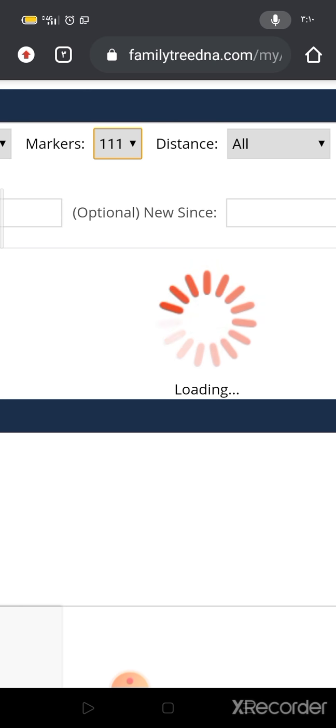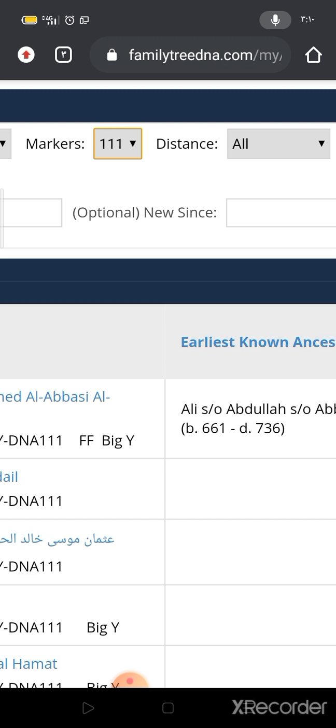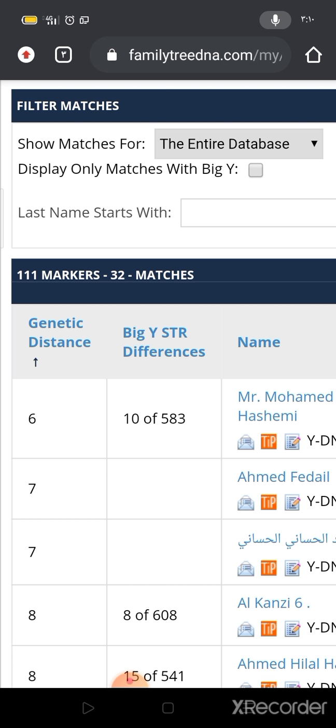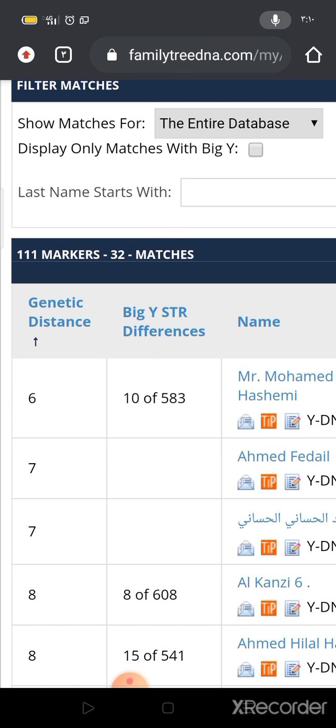111 markers. This was the most advanced test, but now we have the Big Y. Big Y is better. So the number of matches is now decreasing. This is now 32 matches only on the level of 111 markers, and you see that the genetic differences are now increasing because it's closer to our present days. So we have more differences on the markers on this level.